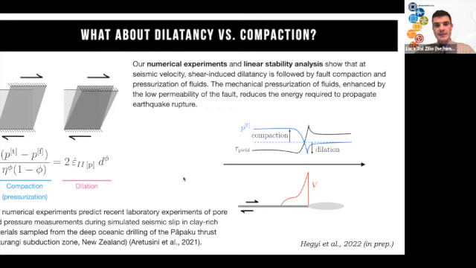And the results so far are telling us that there is a critical dilation where the compaction can either overcome this dilation effect and still trigger a seismic event, or in the case when dilation is strong enough, can prevent the nucleation and the propagation of seismic events.